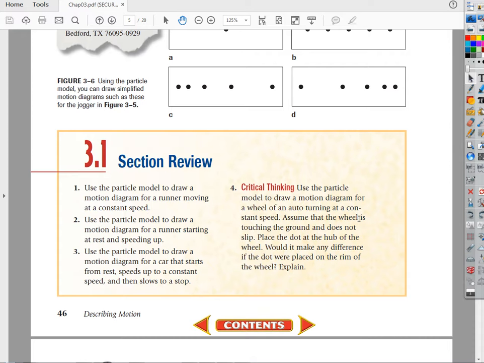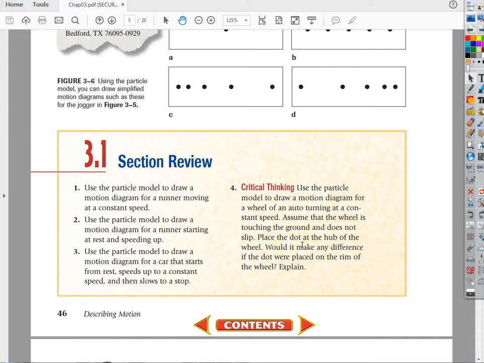Okay, so is that going to be any different from Peyton's diagram that she just drew? Shouldn't be any different, should it? Because it's staying in the middle the whole time, right? Okay, good. All right, but what about the second part of this? Would it make any difference if the dot were placed on the rim of the wheel? If we measured it at the exact point every time it turned, it would be the same, wouldn't it? Yeah, okay, but what's it going to look like if we take these strobe pictures though?